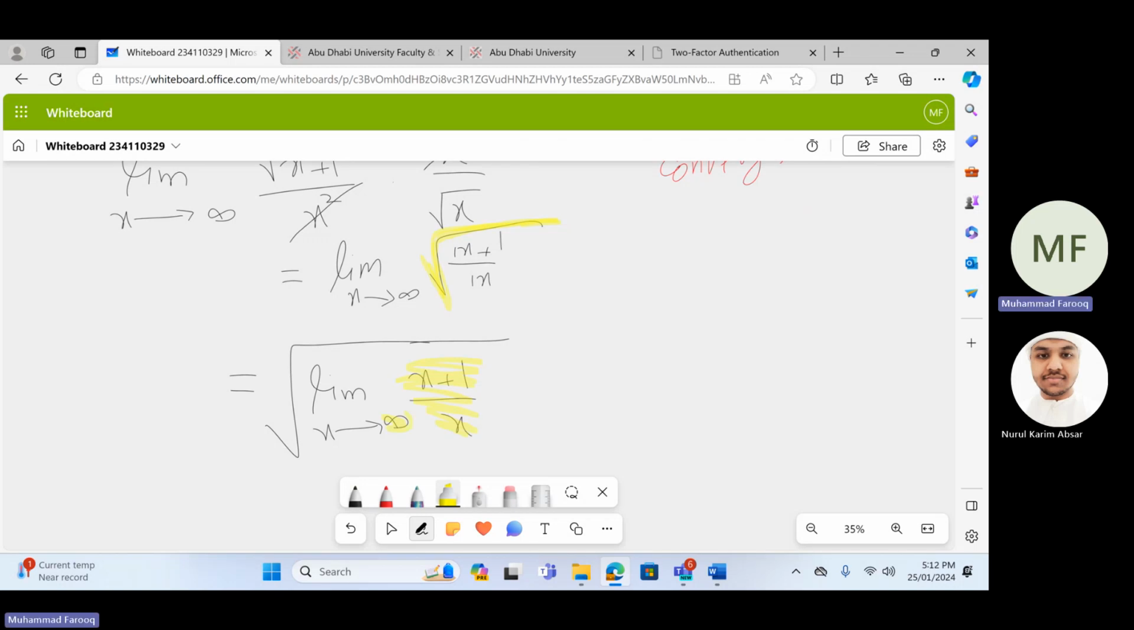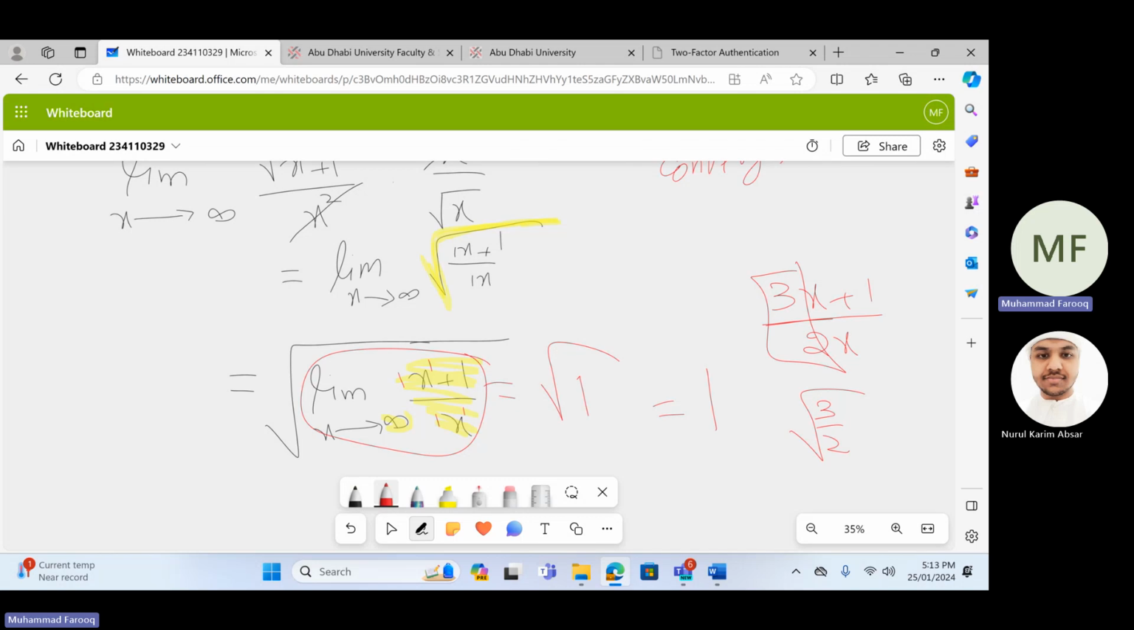Use the shortcut with coefficients. Because the degree up and down are the same, take the coefficients. So what is the answer of the limit of this part? It's 1. If the question had 3x on top and 2x below, it would be 3x plus 1 over 2x, so the answer is 3 by 2, and the square root is positive. But this is my question.